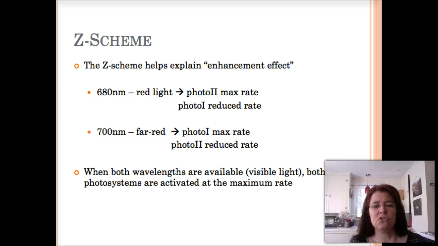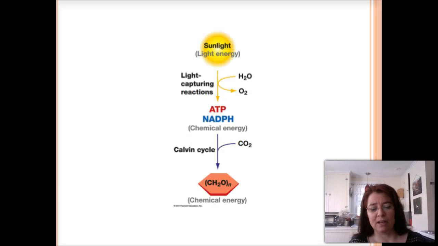In other words, these two wavelengths, 680 and 700, will run one of the photosystems maximally and the other one at a reduced rate. But when both wavelengths are shined together, as would happen when sunlight hits the photosystems, both photosystem 2 and photosystem 1 run at a maximal rate.